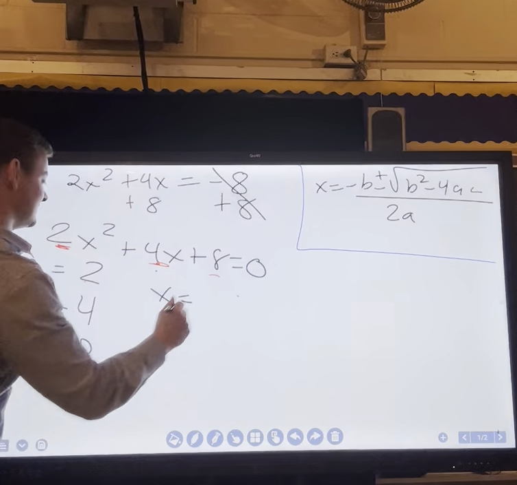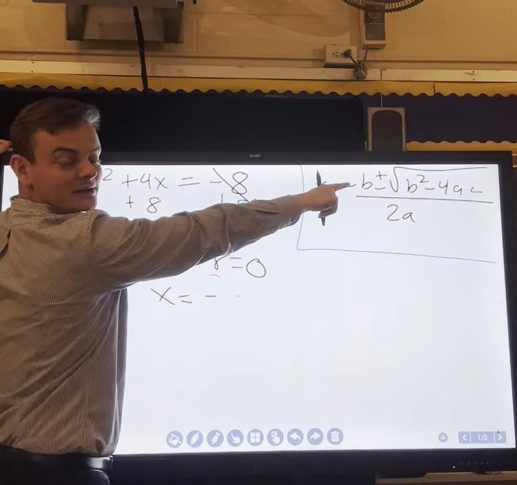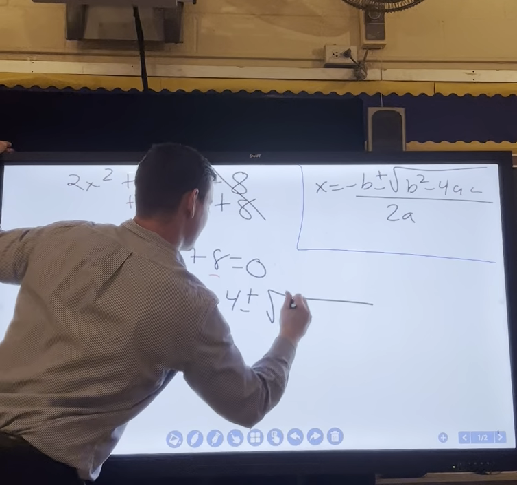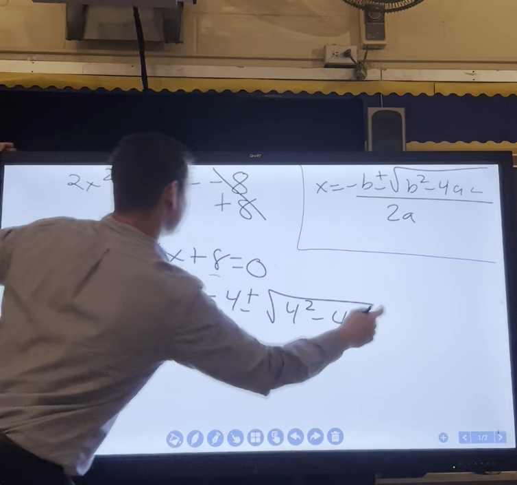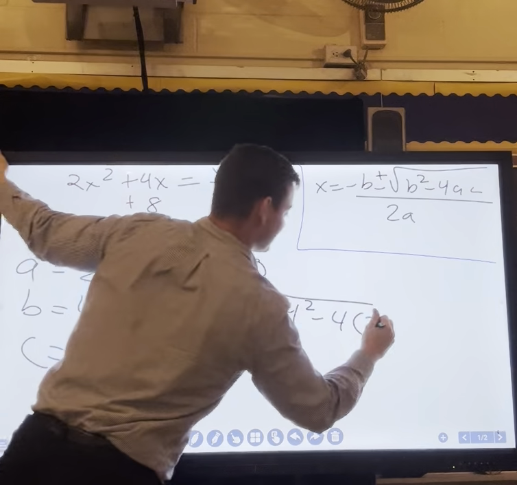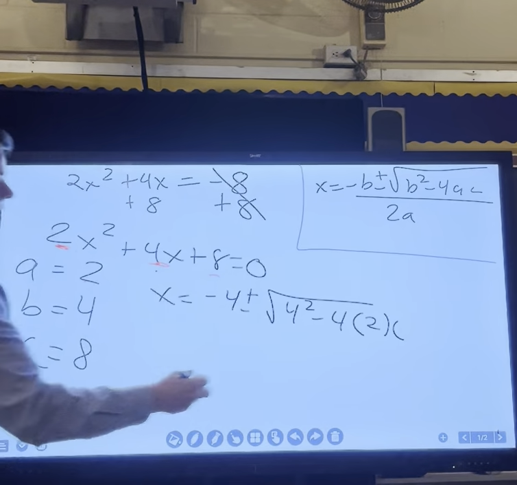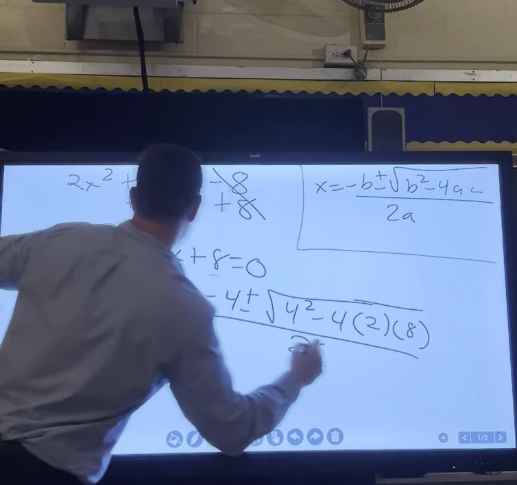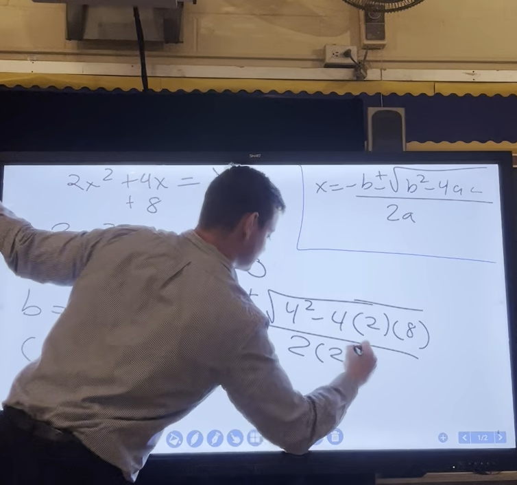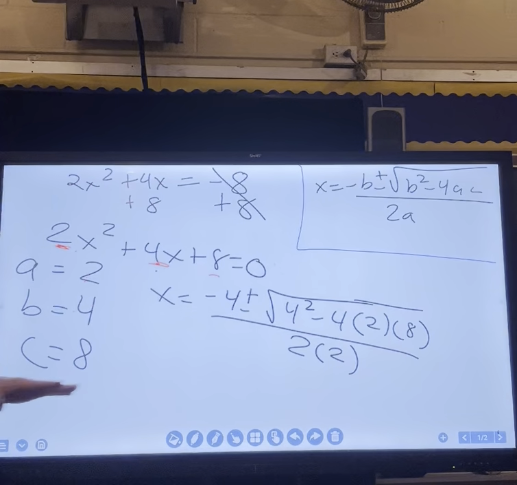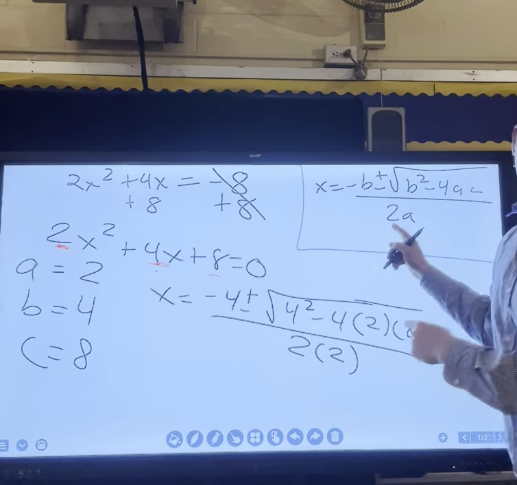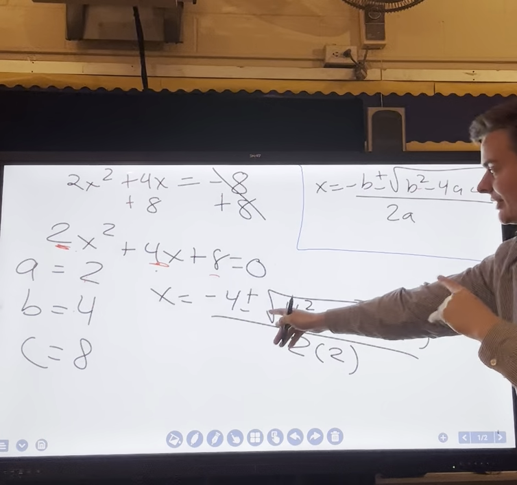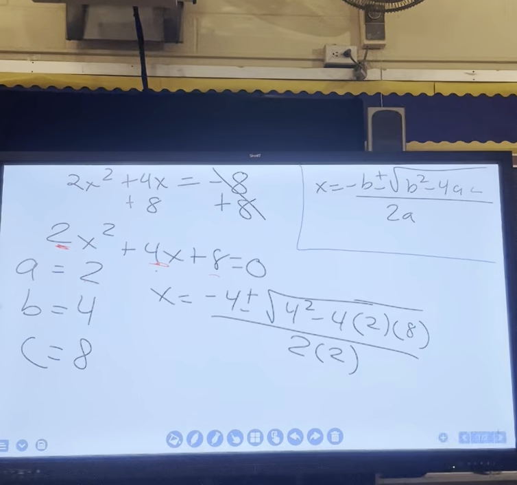X equals negative, I just followed my formula, negative b, so it's negative 4, plus or minus the square root of 4 squared minus 4. Instead of a, I put 2. Instead of c, I put 8. All over 2 times 2. All I did was go to my quadratic formula and I replaced every single a, b, c with my a, my b, and my c.